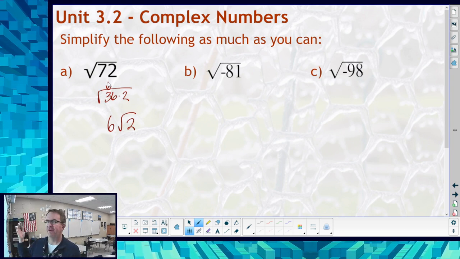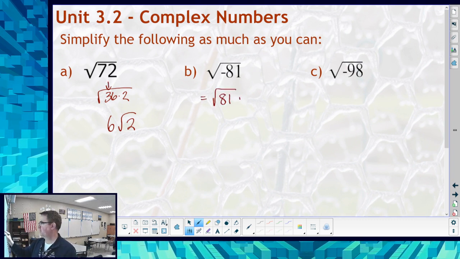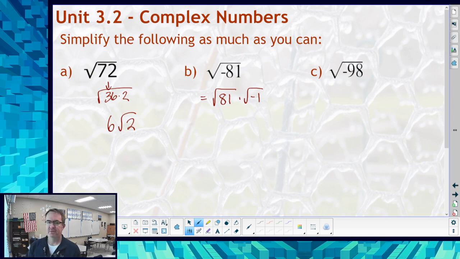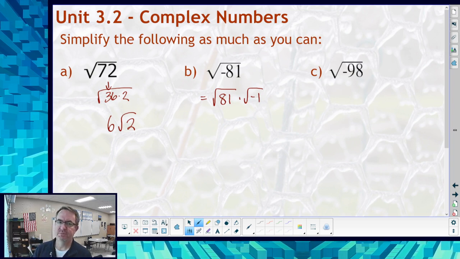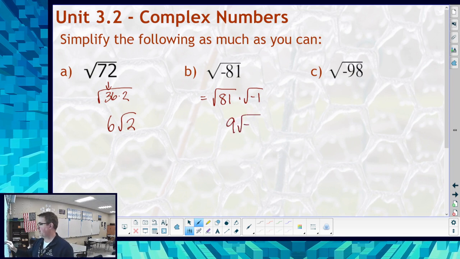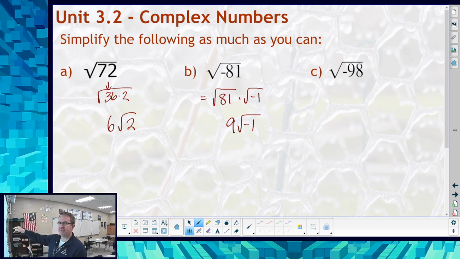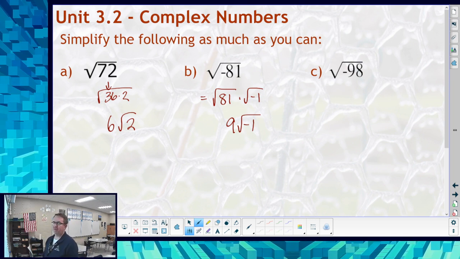Well, that's the fact that we have a negative. So what would happen if I broke it down into that? Then what would you do? Yeah, you're right. This would turn into 9 square root of negative 1. Interesting, right? So do the same thing with this last one. Try to break that down.